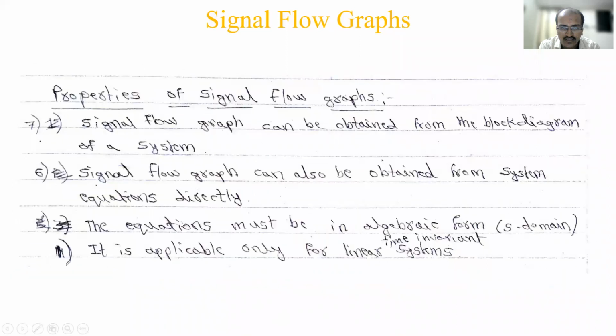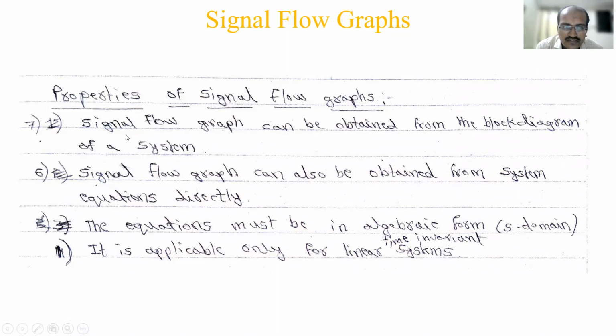Another two properties are not in this slide. A signal flow graph can also be obtained from system equations directly. System equations means what we first wrote in the analog system: the equivalent mechanical network, then the equations, like F is equal to M into d square x by dt square. They are called performance equations, system equations, equilibrium equations, and there are lots of other names. If you have those equations, you can directly write the signal flow graph from them. And these equations must be in algebraic form, that is, in the S domain.